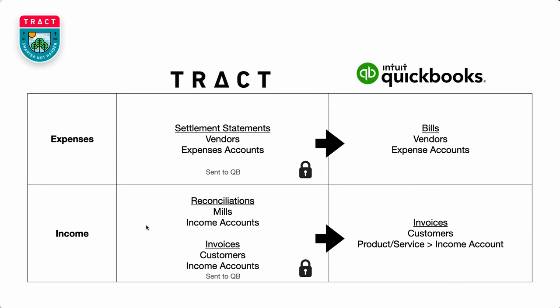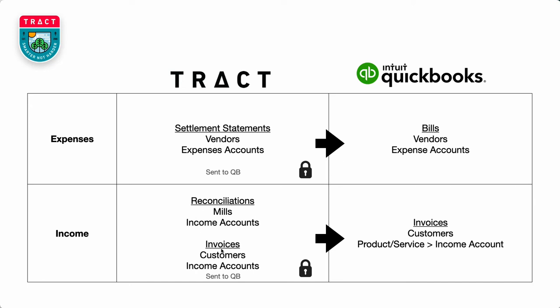Now on the income side, you have in TRACT reconciliations and invoices. Reconciliations and invoices are very similar. The main difference is that with a reconciliation, somebody is telling you they're paying you. They're sending you a statement, like a mill. They're typically sending a statement with a check, and telling you what they owe you. And it's your job to reconcile that with your records and determine if you're getting paid correctly.